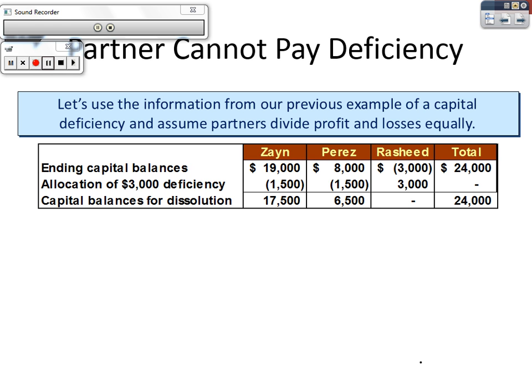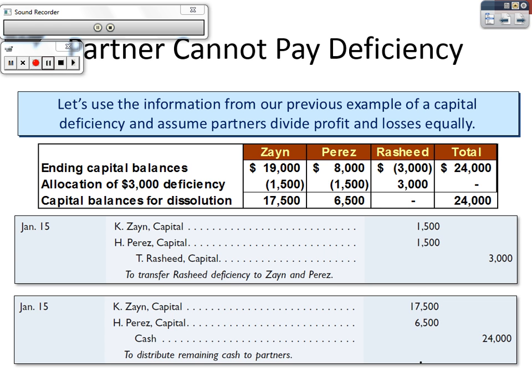But what happens if he can't pay it? Look at what happens. Who has to absorb those costs? The remaining partners. And why? What's that rule we talked about when we first started? You have to split the debt equally, or whatever is according to the contract. So ending balances, remember Zan had 19,000, Perez had 8,000, Rashid had a negative 3,000. Because they have to absorb his costs, each one is going to be liable for 1,500 to zero his account out, and their remaining capital balances are 17,500 for Zan and 6,500 for Perez. So this journal entry shows that they transferred his debt to them. This second journal entry just shows what is remaining in their capital balances to be distributed to them.